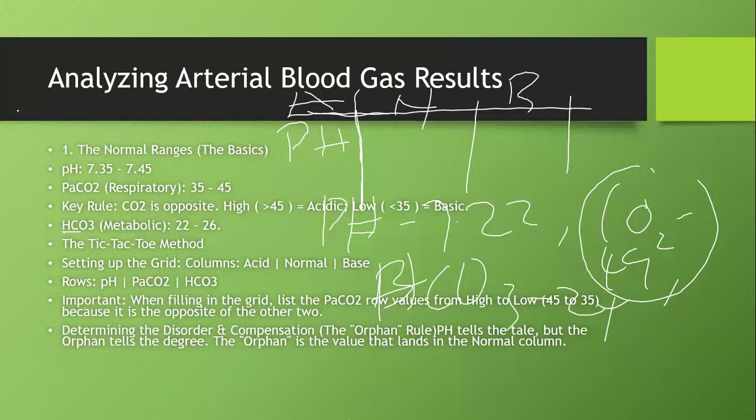Bicarb is 24. The normal is 22 to 26. Is it normal or abnormal? It's normal.